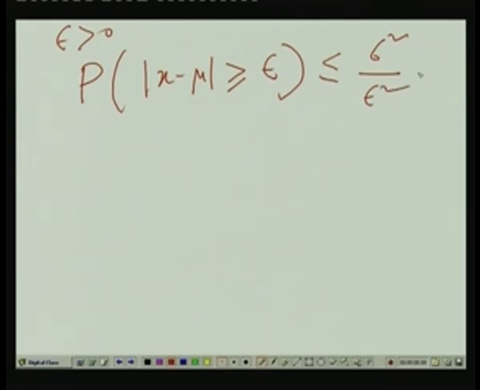That means if sigma is much smaller compared to epsilon, that is, the variance of x around the mean is small, and the range of deviation that we are choosing, epsilon, is comparatively larger, then the probability that the magnitude of the deviation will be higher than epsilon, that is, x will indeed go beyond mu plus epsilon or mu minus epsilon, will be very small, because sigma square by epsilon square is small. I will again come to this point, but first let us prove it.